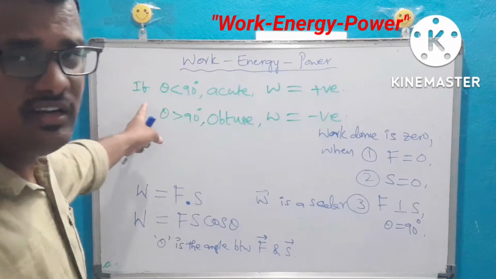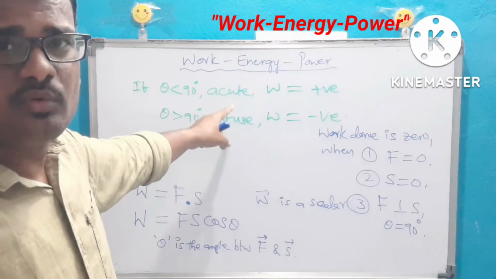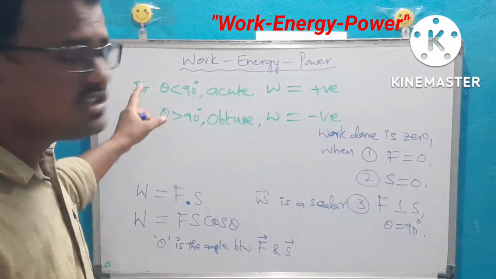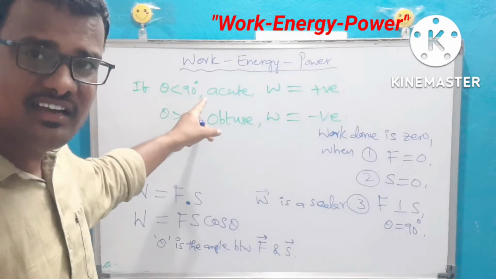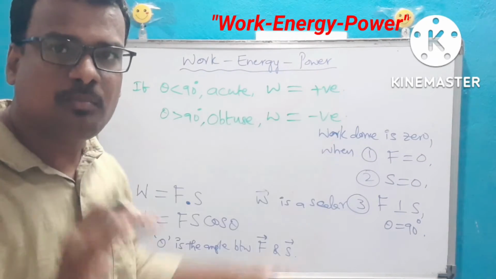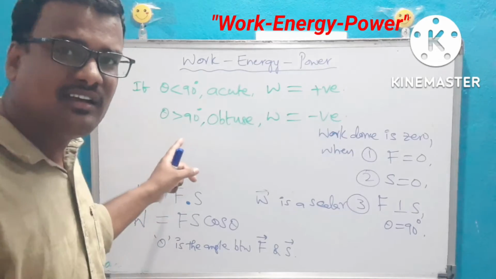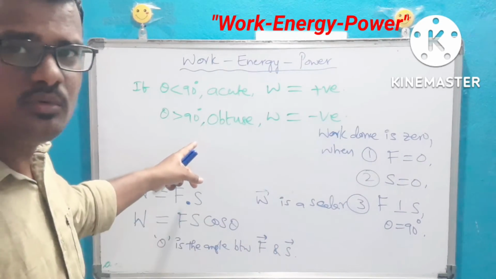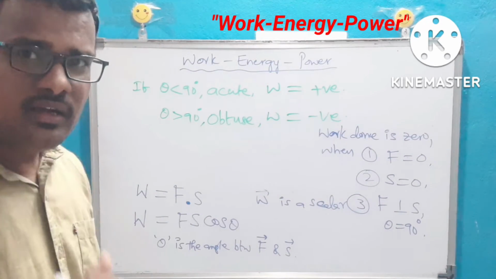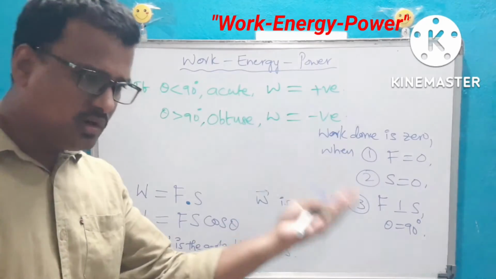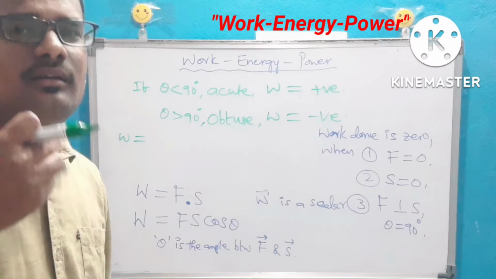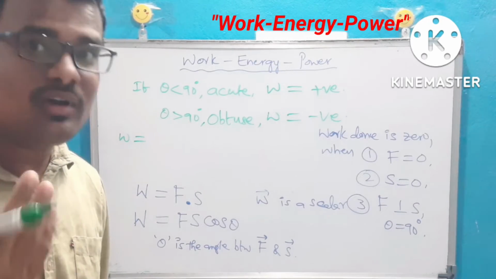So if the angle between the force and displacement, theta, is less than 90 degrees, that is an acute angle, so the work done is positive work done. If theta is greater than 90 degrees, that means an obtuse angle between the force and displacement, then the work done is negative work done. So the work done is either positive or negative. Now we can observe when the work is maximum and when the work is minimum.